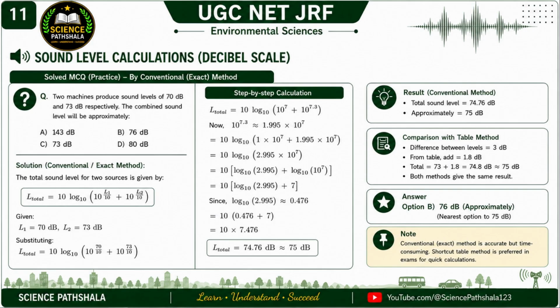Comparison with the table method: the difference is 3 dB. From the table add 1.8. So we need to add 1.8 to 73 dB, which will give us 74.8 dB, that is approximately equal to 75 dB. So both methods are giving the same result. So option B, 76 dB approximately, the nearest option to 75 dB, is the answer. We need to note here that the conventional exact method is accurate but time consuming. The shortcut table method is preferred in exams for quick calculations.